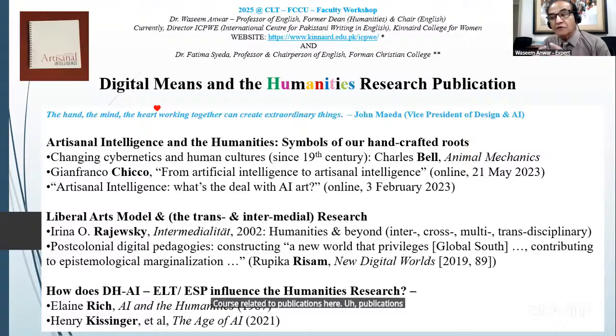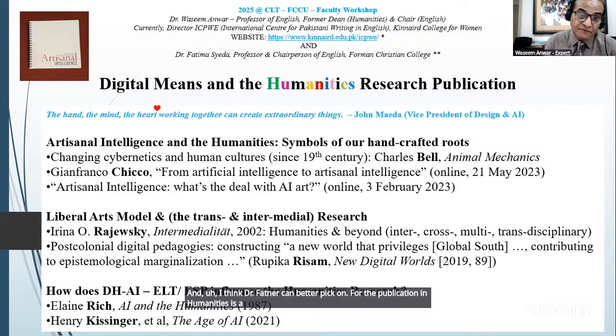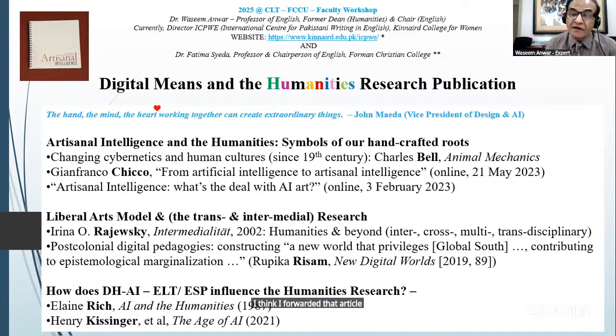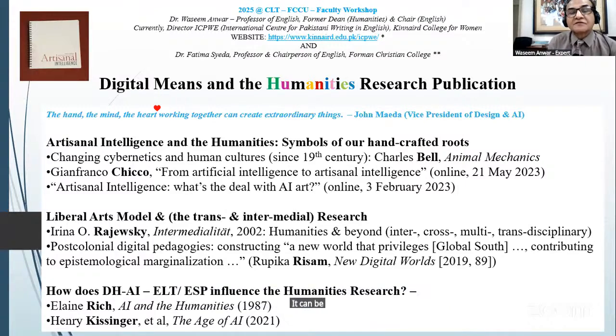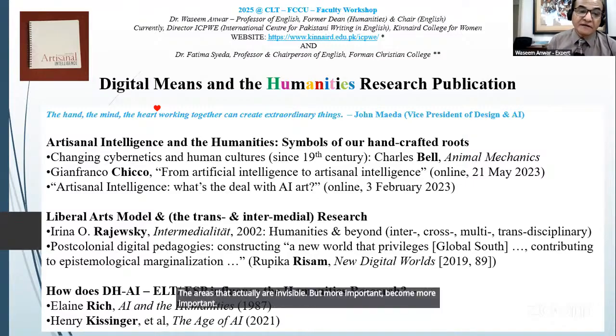Publications, of course, are very important. And I think Dr. Fatma can better pick up on whether publication in humanities is a controlled art. I think I forwarded that article to you. In many ways, it is a controlled art. Not everything that is to be published for humanities is quantitative, to come back to a very simple point again. It can be quantitative, but it does not always have to be. So the stacks that are invisible, the areas that are absent, become more important for our critical thinking purposes.